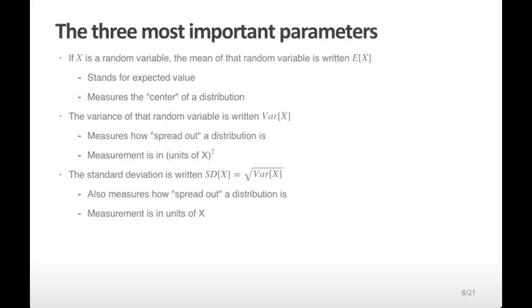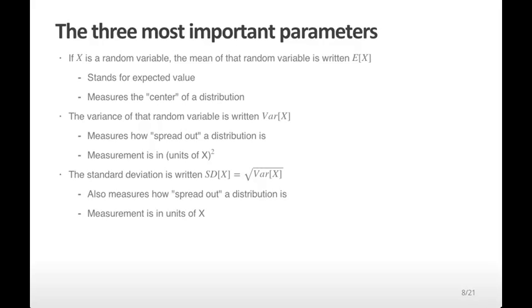There are three parameters that are considered by many to be the most important parameters in statistical modeling, although of course this is disputed. The mean of a random variable is the average of that random variable, and it's written as the expectation of X, with a capital E. It stands for the expected value. We expect it because it measures the center of the distribution, or where most of the distribution is concentrated around.